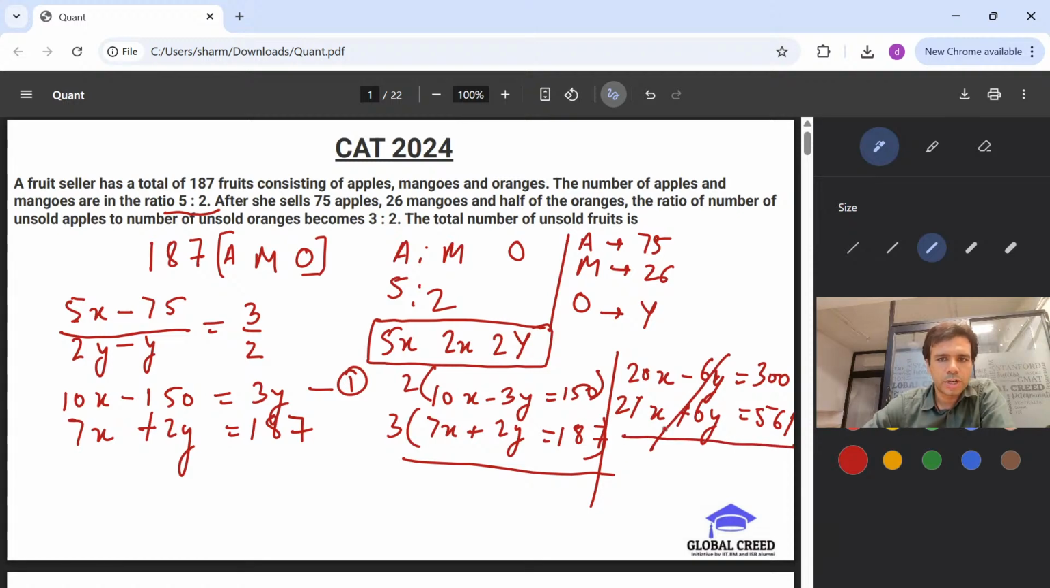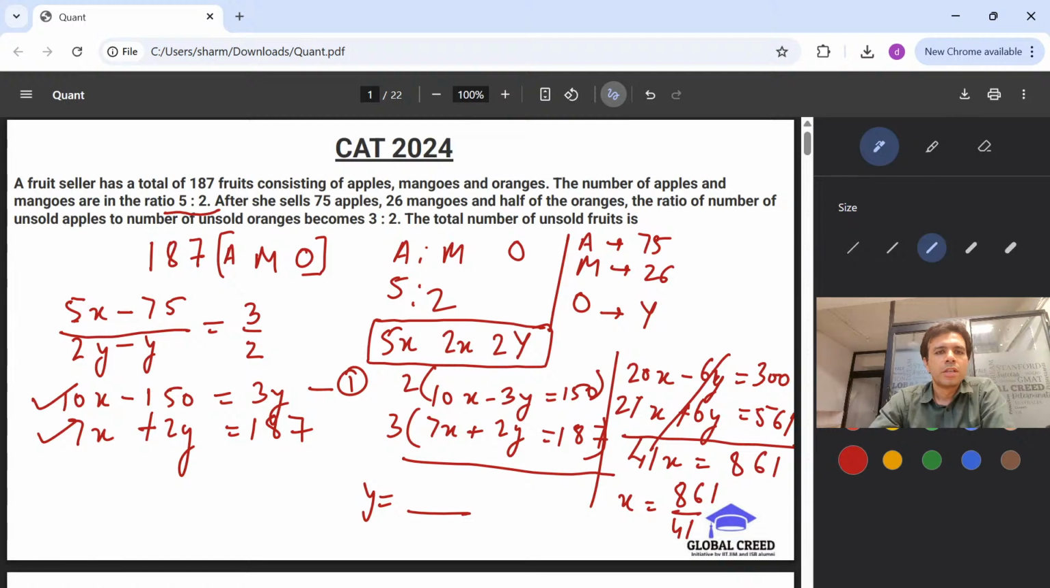You cancel the y terms directly. You end up getting 41x from here, and this gives you 561 plus 300, which is 861. And from here, you get the value of x is equal to 861 by 41. While substituting this value, you're going to get a value of y. When you substitute x is equal to 861 by 41 in any of these equations, either here or here, you will end up with the value of y.